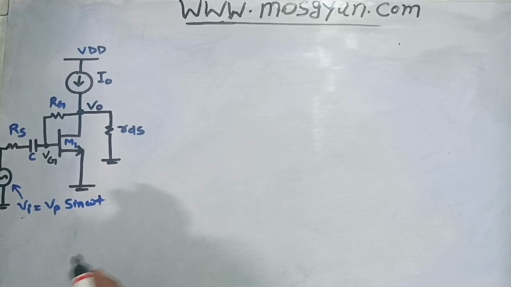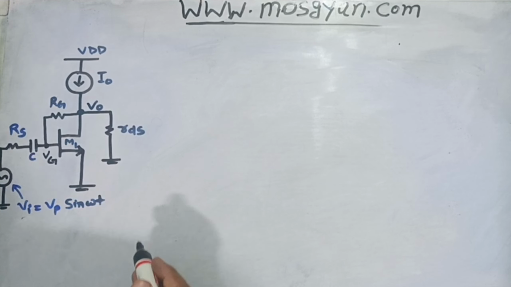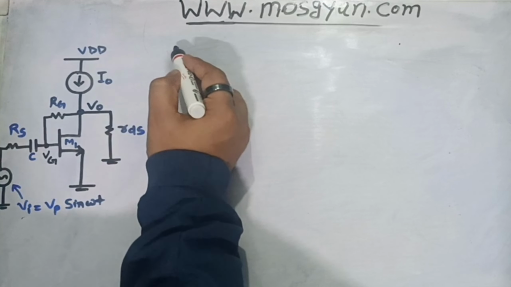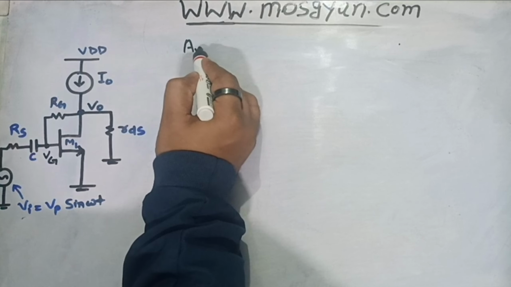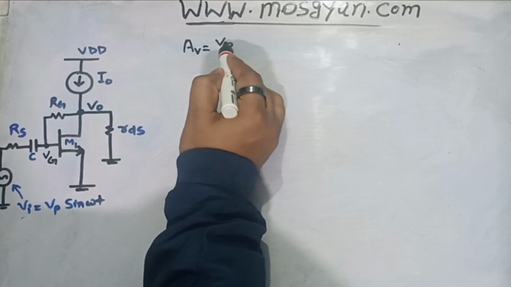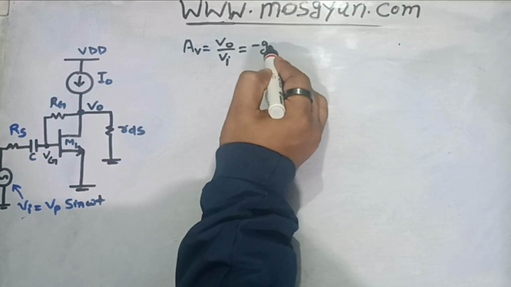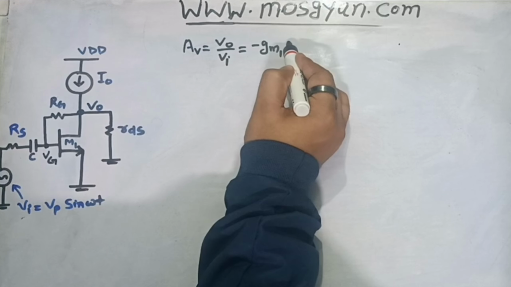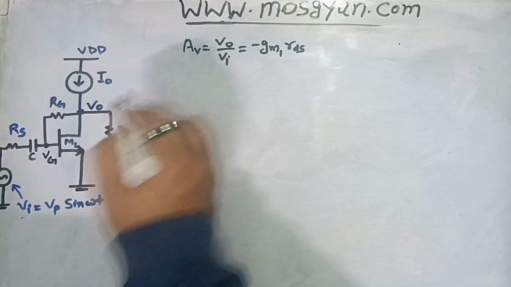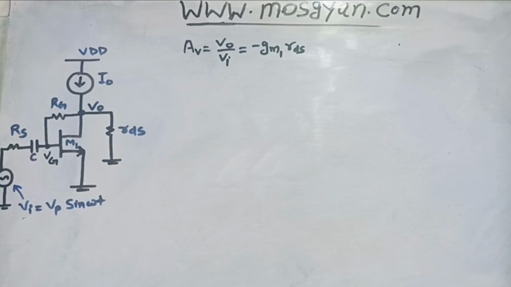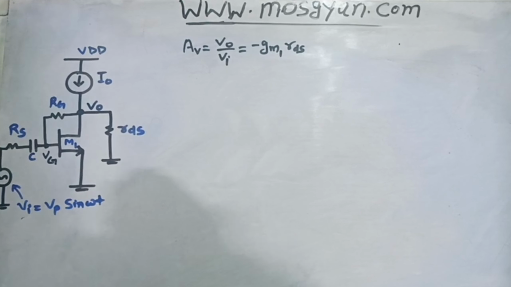So first of all, since this is a common source amplifier, we know the small signal gain Av for this amplifier can be given by Vo upon Vi, and that would be equal to minus of Gm1 into Rds, which is given to us in this question. So we easily have figured out the small signal gain for this amplifier. This will be used going forward, so that's why we already have written it here.